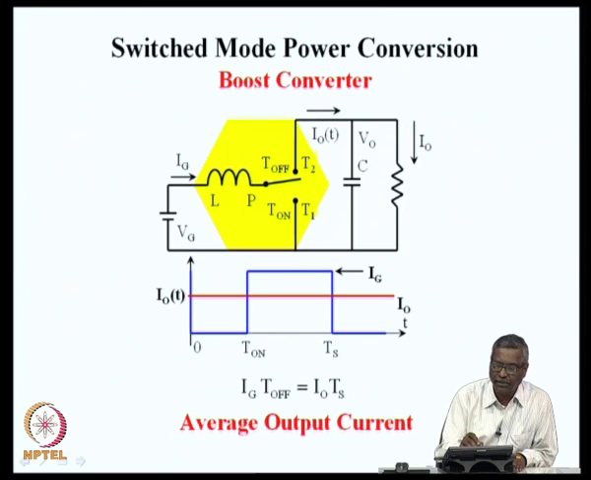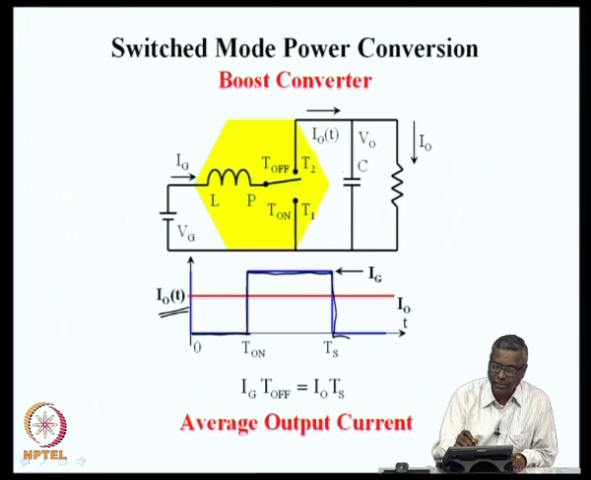During the on time, the inductor is freewheeling on the source side. So, I naught of t can be plotted as a function of time. During the on time, no current is being delivered to the load, zero current, right from here to here, and during the off time, t on to Ts, the full current of Ig is delivered to the load.